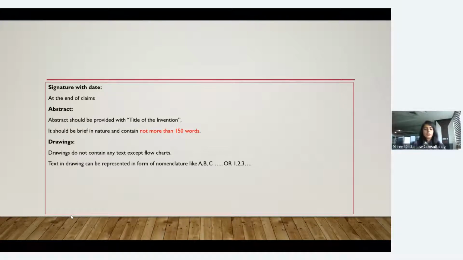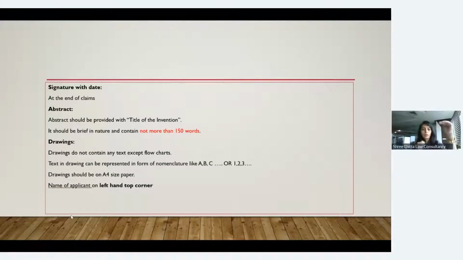So text is not allowed. If any flowchart is given to you, then text will be allowed in that, but other than that, text will not be allowed. If any text is needed, you can represent it by way of nomenclature, like ABC, 123, 101, 102, and likewise. And the drawings should be on A4 size paper.